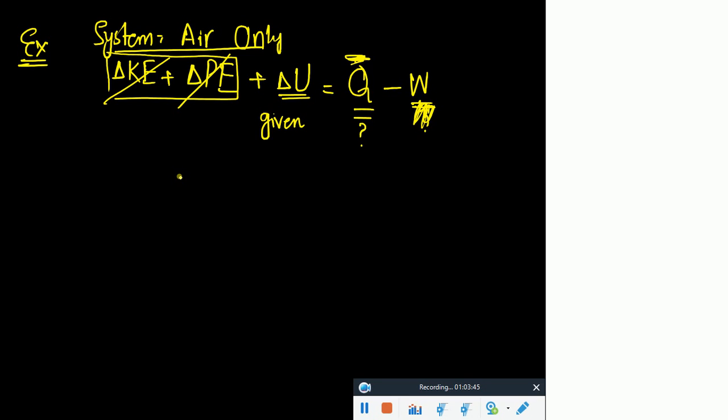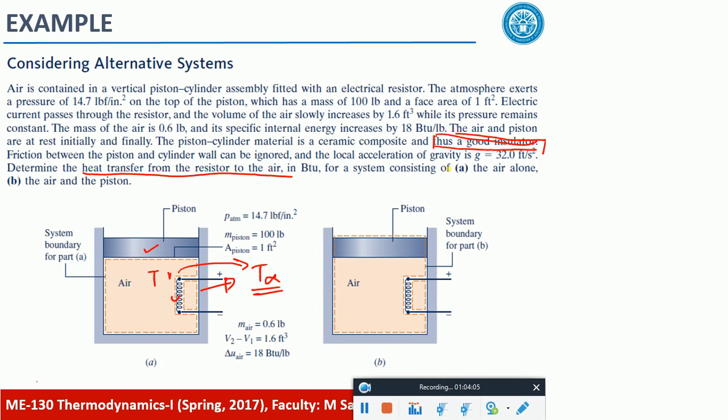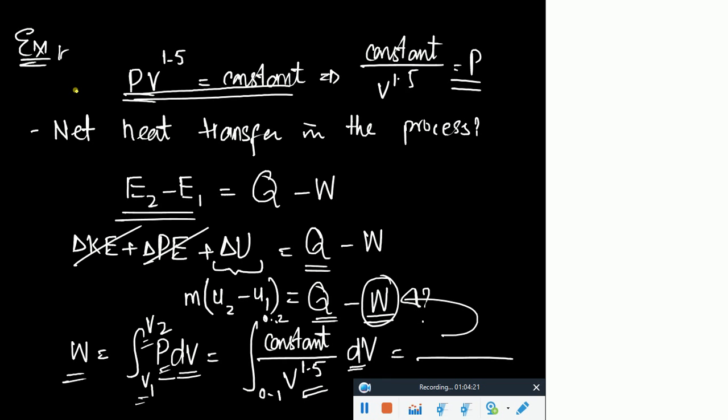Work. Because all the pressure and volume related information is given to us. So if we try to find out that work, what is that? Right? And just look at one of the statements. What does that describe? Yes. Volume of the air slowly increases by this much, and while its pressure remains constant. Now what does that mean?